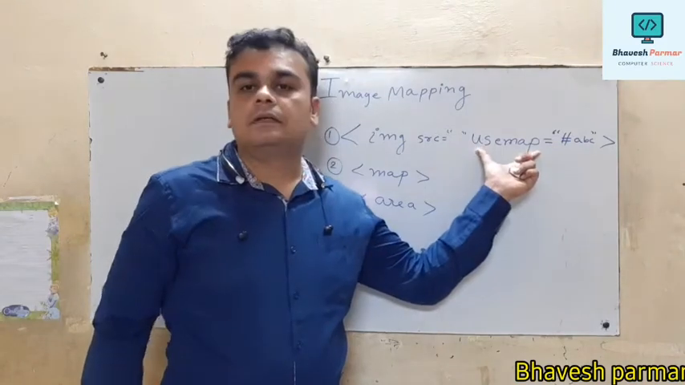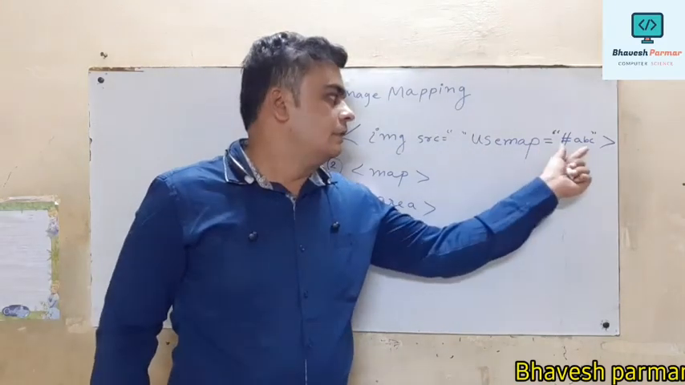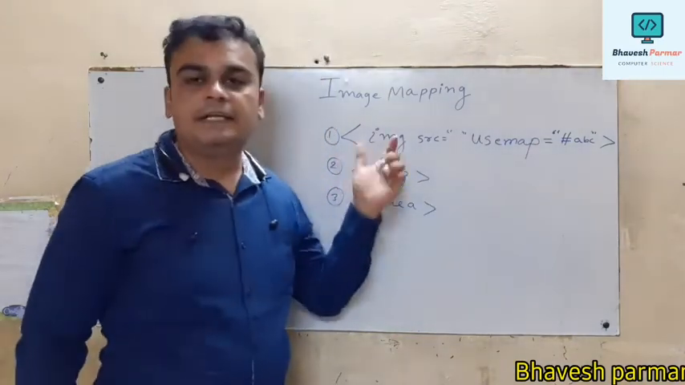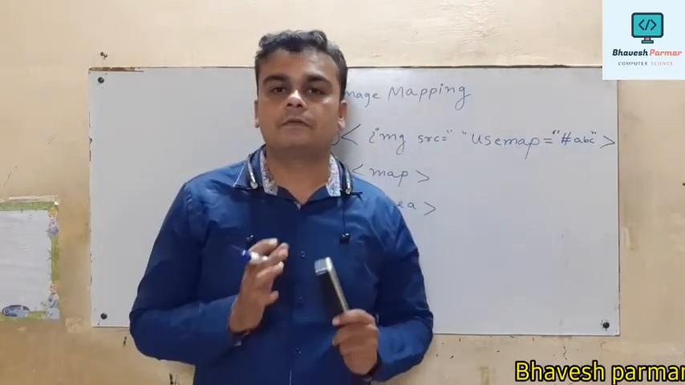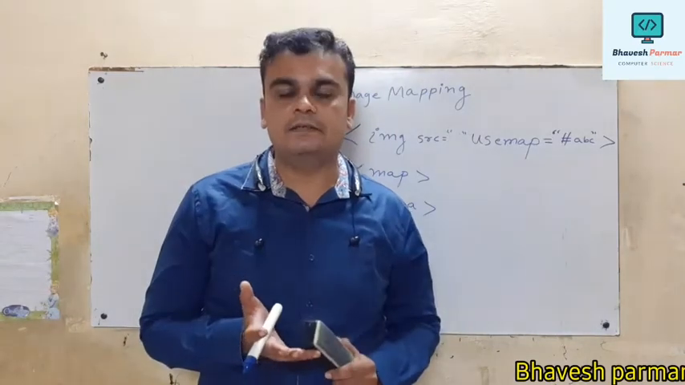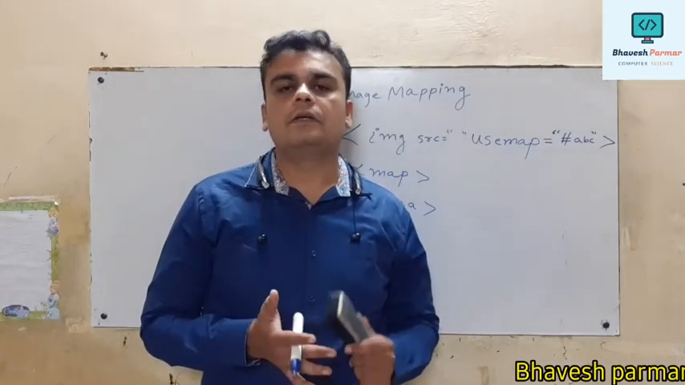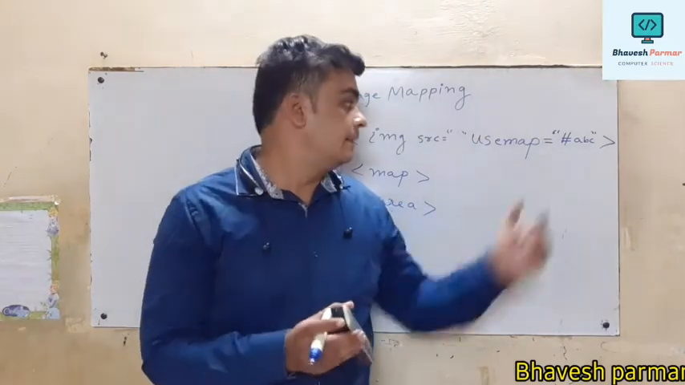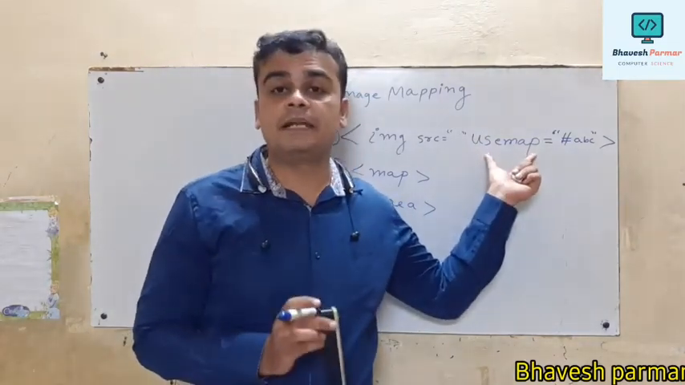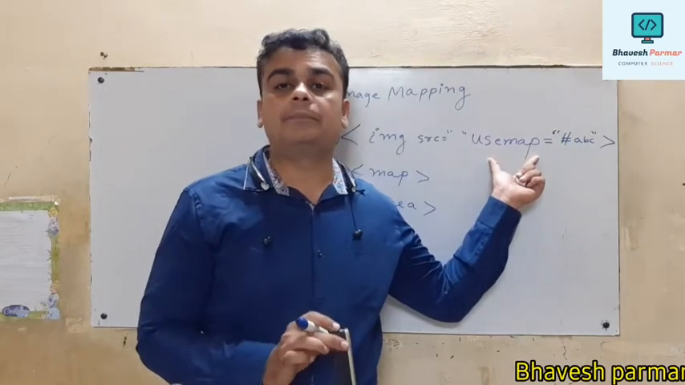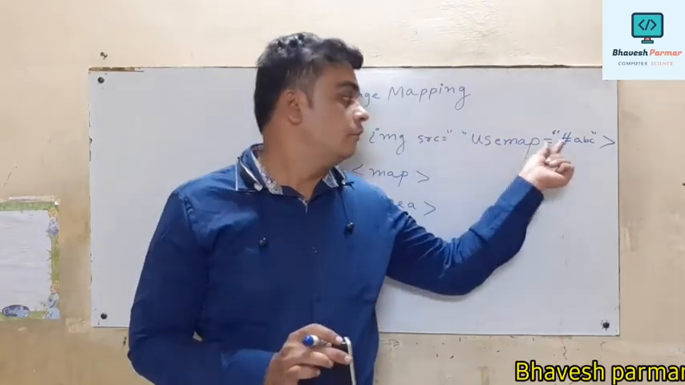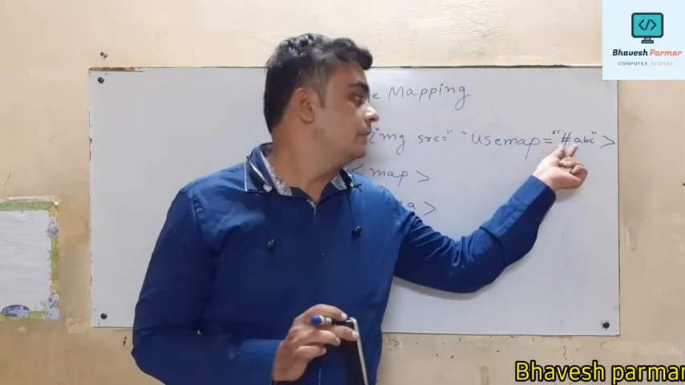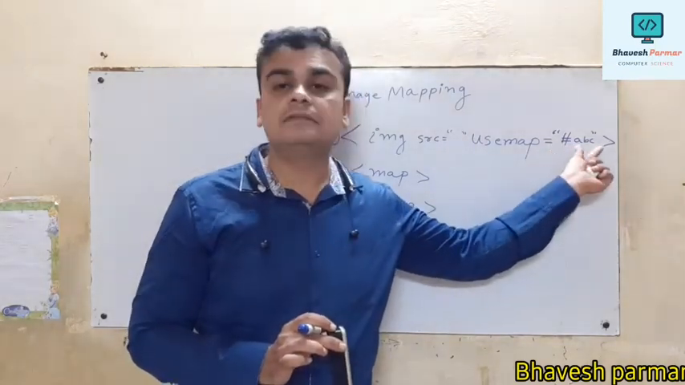So this is the labeling for this particular image. Generally, an image tag consists of attributes like src, height, width, border, and alt, which represents alternate text. And we are also using a special attribute called usemap, and in the case of usemap we have to give the labeling with hash notation, hash and then abc.